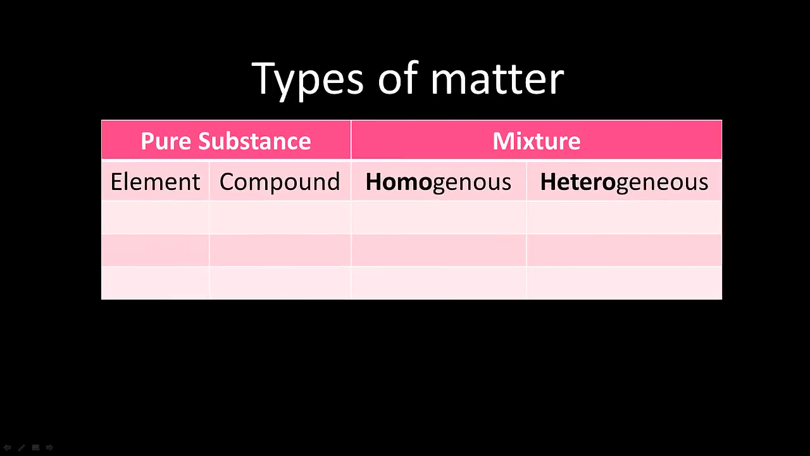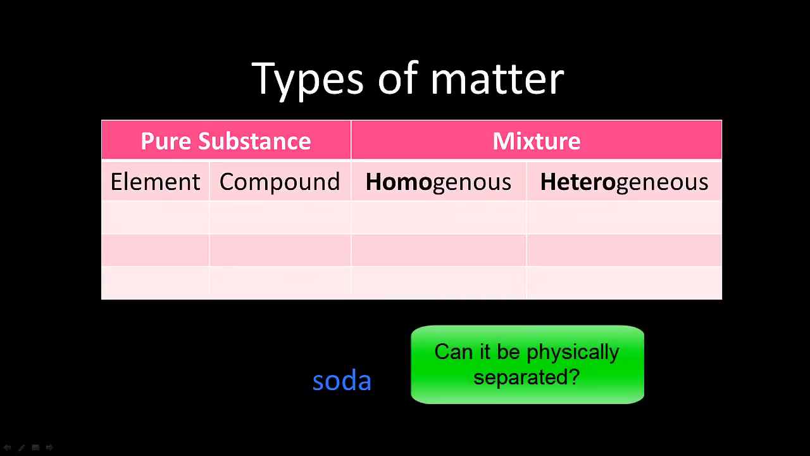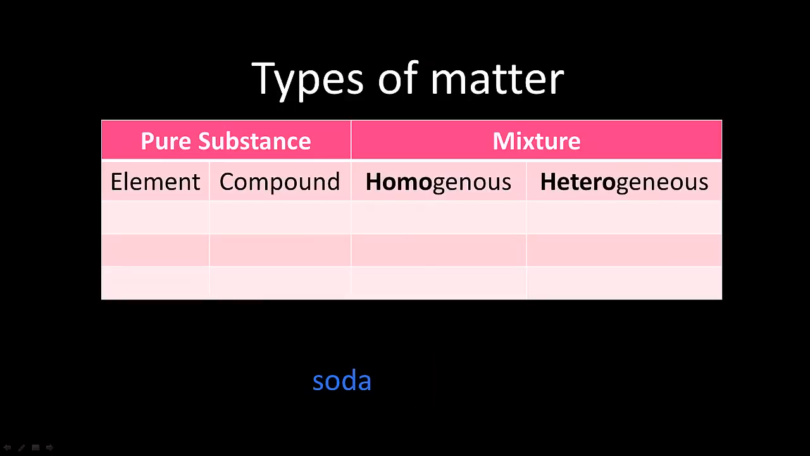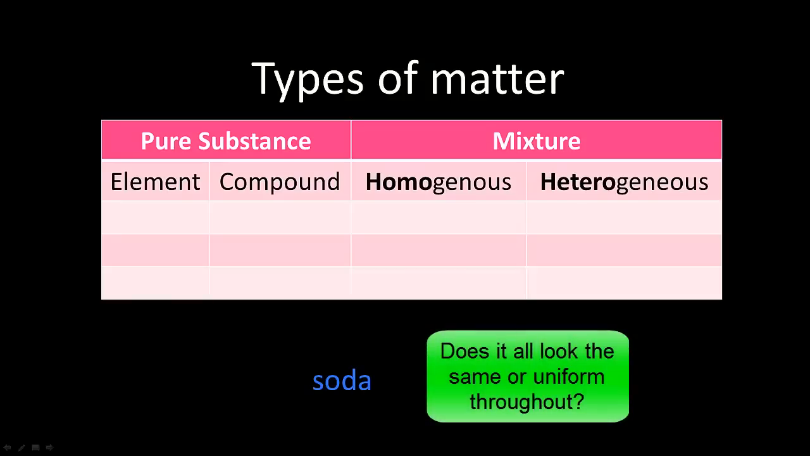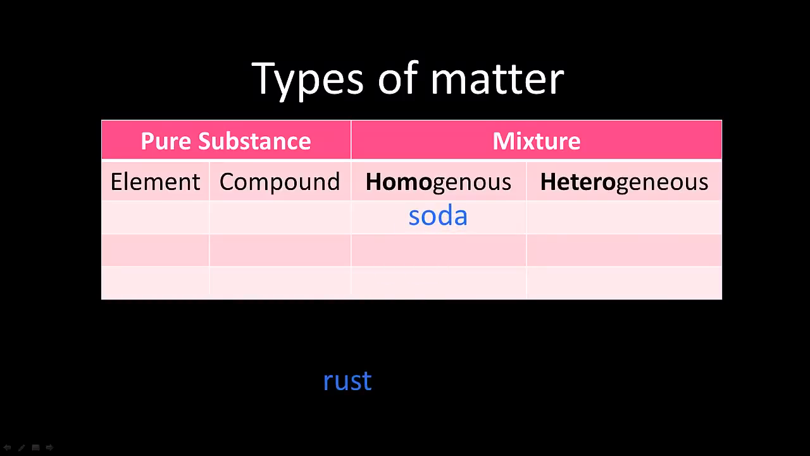All right, now let's do some examples. We have soda. So the first question we're going to ask ourselves, can it be physically separated? We need to find out if it's a pure substance or a mixture. Soda, can it be physically separated by evaporation or filtration? Well, I know I can separate my water from my sugar just by evaporation, so that would be a mixture. And now we have to find out, is it a homogeneous mixture or a heterogeneous mixture? So we have to see, if we look at it, does it all look the same, or can we pick out the individual pieces? And it all looks the same, so it would be a homogeneous mixture.